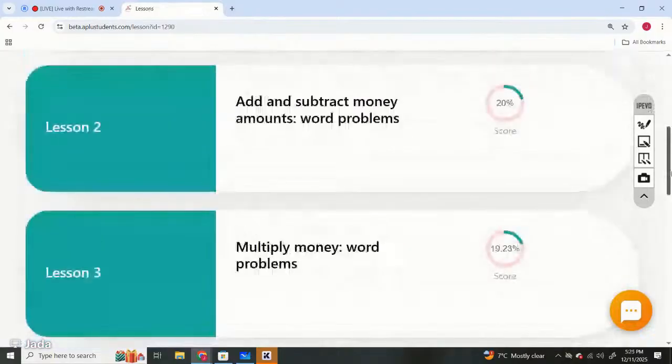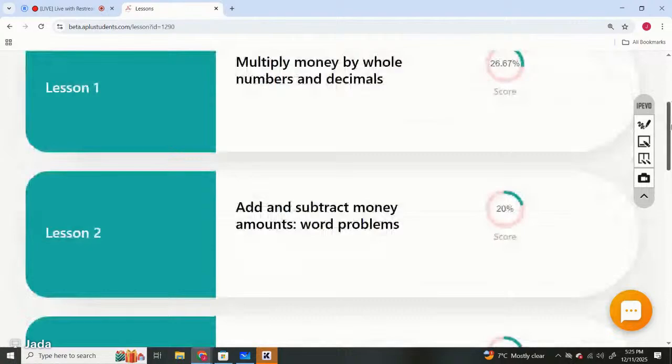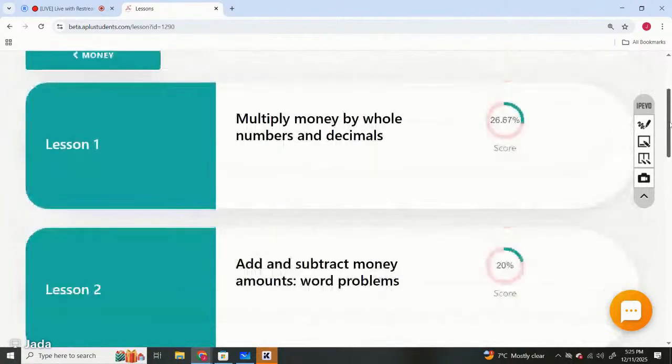Okay. So if you have any questions, you can ask from the lessons we have just covered. We are working on the chapter money. The lessons we have covered today are multiply money by whole numbers and decimals, and then add and subtract money amount word problems. You can ask questions if you have any. Any questions?